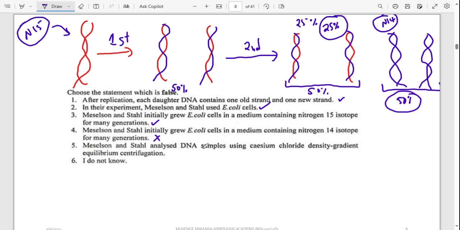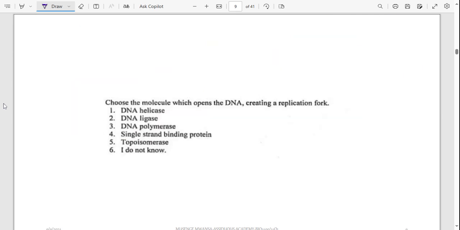Meselson and Stahl analyzed DNA samples using cesium chloride density gradient equilibrium centrifugation. This is true. What happens is that they got these E. coli, put them in test tubes, and then spun them. The E. coli that sorted at the very bottom, they knew that was the heavier one. It had nitrogen 15. The one on top most had nitrogen 14. So that's how they could tell. You can still follow that to understand in our class on replication.